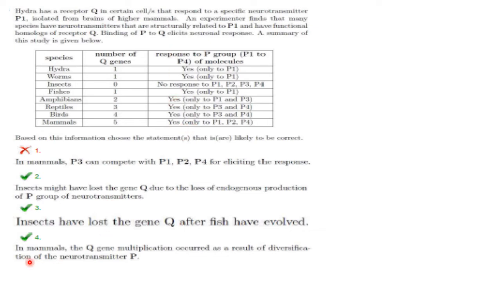So the Q gene multiplication occurred. That is, the number of Q genes increased in case of mammals as a result of diversification of the neurotransmitter P. So option 4 is also correct. 2, 3, 4 are correct.